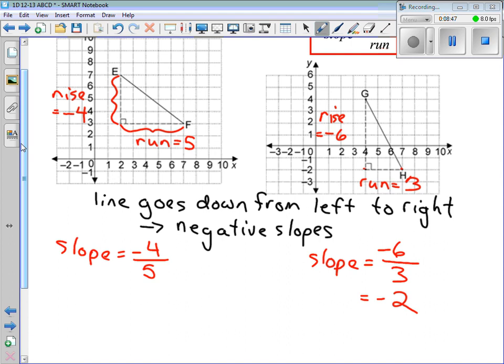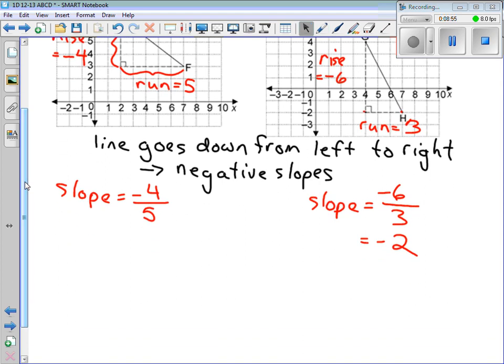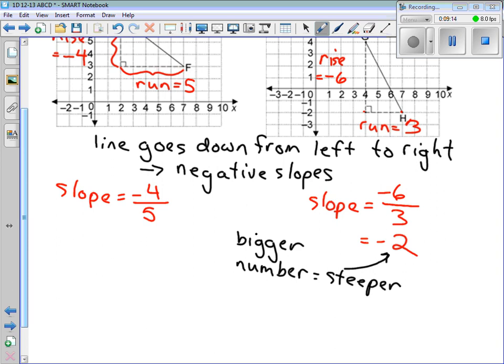2 is bigger. Is this a steeper line? Yeah, this is a much steeper line. GH is steeper than EF. So this makes sense. We've got a bigger slope. We should say a bigger number for the slope equals a steeper line. Let's try writing that word steeper again. Steeper line. Okay.